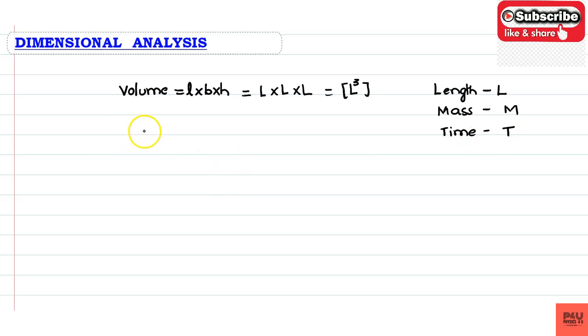Now take area. Area is length into breadth, L into L, which is L square. In the same way, we can represent all other derived physical quantities in terms of the dimensional formula. So what does the dimensional formula mean? It can be obtained by defining their relation with other physical quantities.